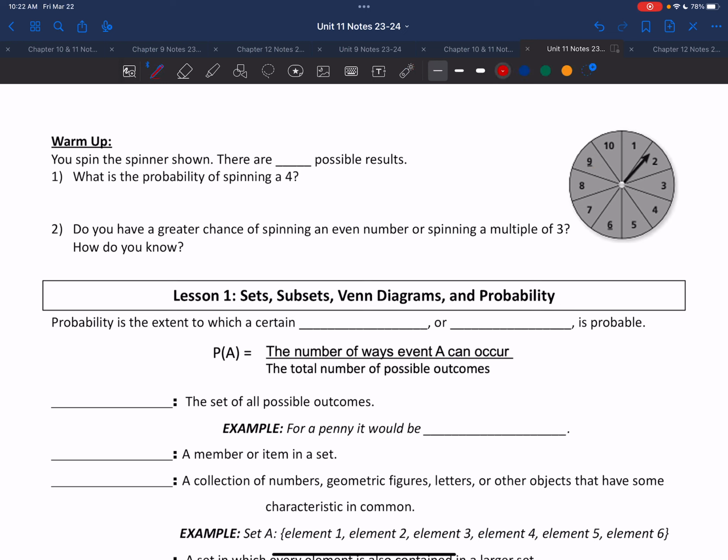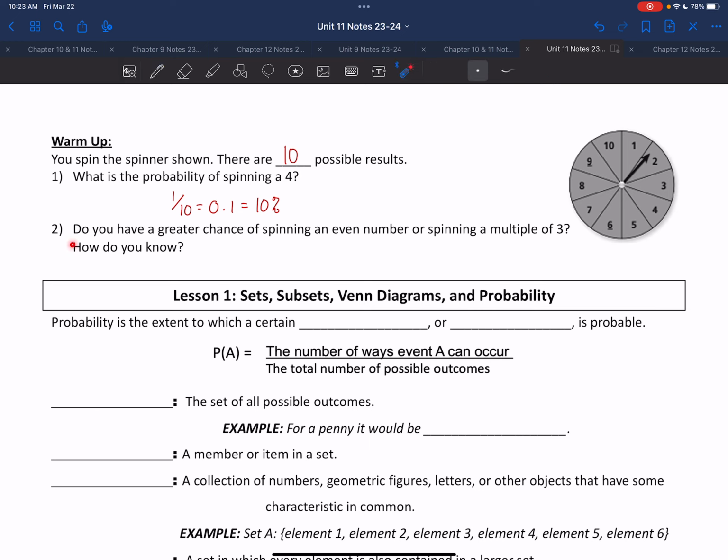All right, so just as a quick warm-up, it says you spin the spinner shown. There are blank possible results. So if we look at the spinner, we can see that there's numbers ranging from 1 to 10, and we kind of slice it up into 10 slices, right? So that means that there's going to be 10 possible outcomes. Now it says, what is the probability of spinning a 4? Well, there's only one slice that has a 4 on it, so the probability of spinning a 4 is 1 out of 10, or sometimes you might see it as 0.1 or 10%.